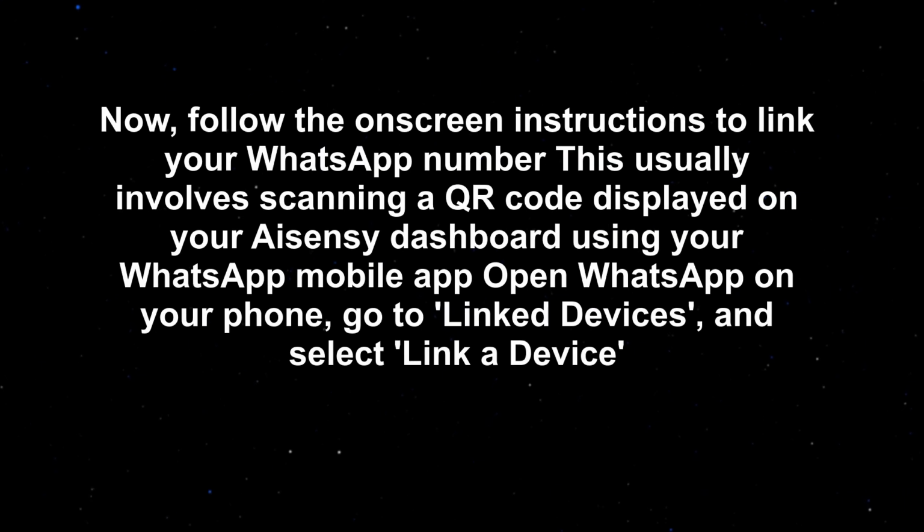Now, follow the on-screen instructions to link your WhatsApp number. This usually involves scanning a QR code displayed on your Aisensy dashboard using your WhatsApp mobile app. Open WhatsApp on your phone, go to Link Devices, and select Link a Device.